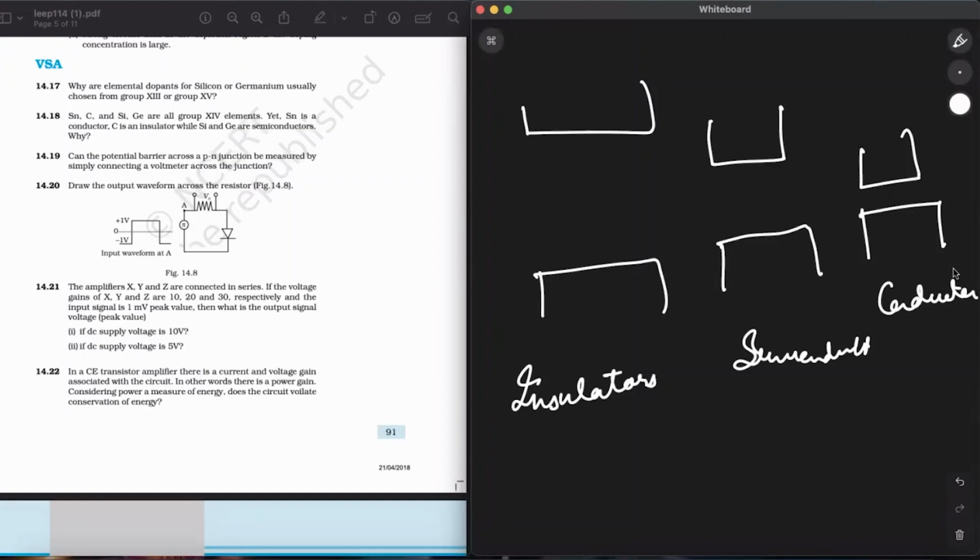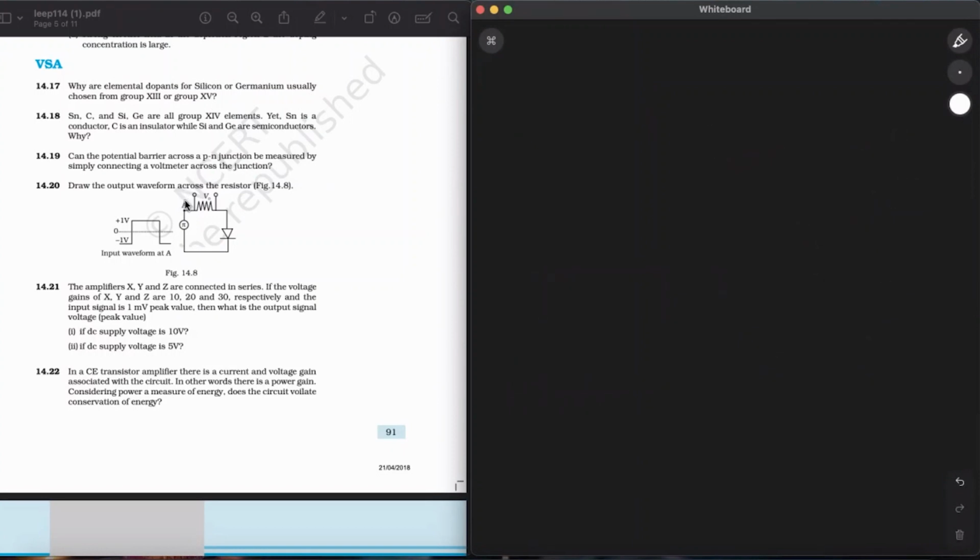So when the energy gap between the valence band and conduction band is extremely large, like 5.4 electron volt for carbon, it will obviously not conduct the electrons. When it is moderate, like 1.1 electron volt, it can act as a semiconductor. And for a conductor like tin, it is 0 electron volt, so it will easily let the electrons pass through it.